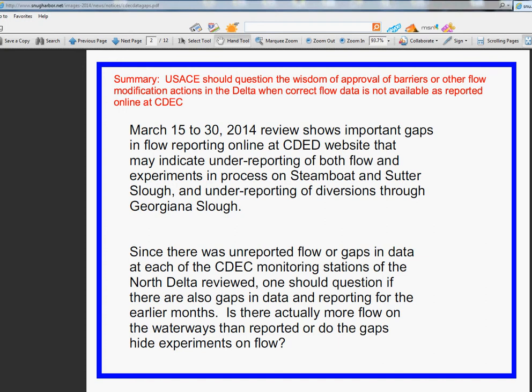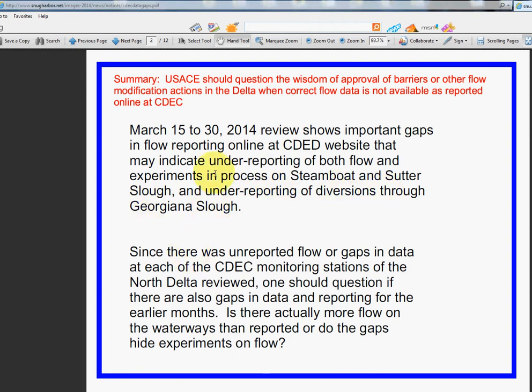Basically, this review of the flow data from March 15th to 30th shows that important gaps in flow reporting online at CDEC website may indicate underreporting of both flow and experiments in process on Steamboat and Sutter Sloughs, and underreporting of diversions through Georgiana Slough.